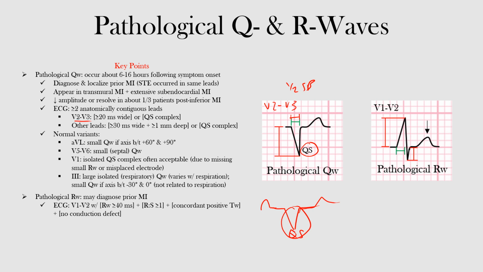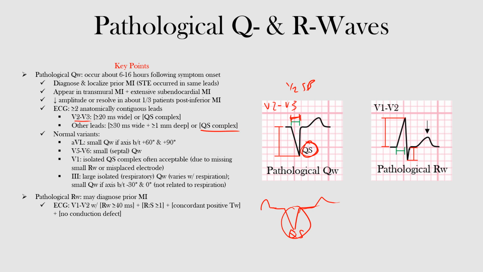Now with all the other leads, pathological Q waves are defined as Q waves that are greater than or equal to 30 milliseconds wide and at least 1 millimeter deep, or the presence of a QS complex. So now the other leads. What we're going to see here is that it needs to be 30 milliseconds wide. In this case, we can clearly see this is 30 milliseconds wide. We see our QS complex, which is also present there.